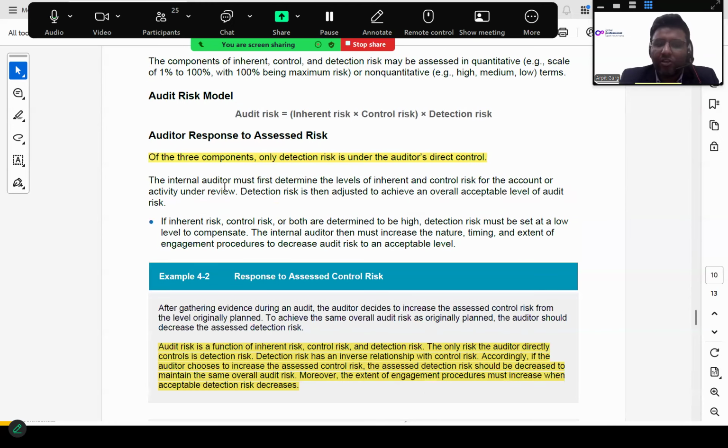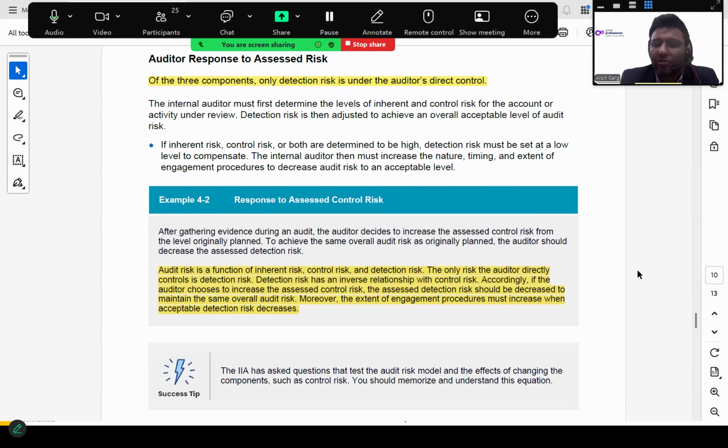Again, just read it. Of the three components, people, what is under the direct auditor's control? People, it is only the detection risk. Auditors must first determine the levels of inherent and control risk for the account or activity under review. Detection risk is then adjusted to achieve an overall acceptable level of audit risk. Again, just read it, people. If inherent and control risk are both determined to be high, detection risk will generally be low. If the control risk is high, detection risk will be. Can you also say that if the control risk is high, the detection risk will always be low.